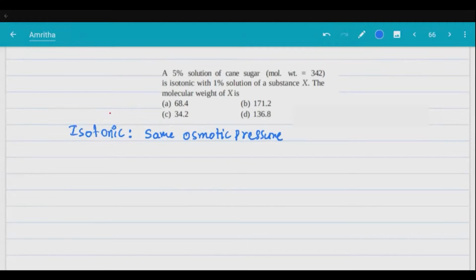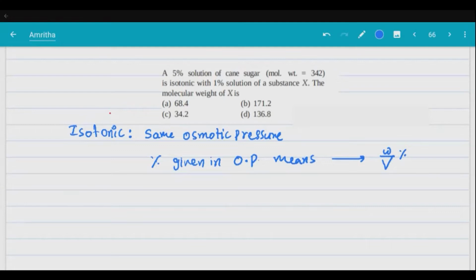So here what is given: 5% solution of cane sugar is isotonic with 1% solution of X. What is the molecular weight? Whenever percentage is given, you must take this as weight by volume percentage. They may not mention it, but by default, for osmotic pressure, percentage given means W by V percentage. Clear?